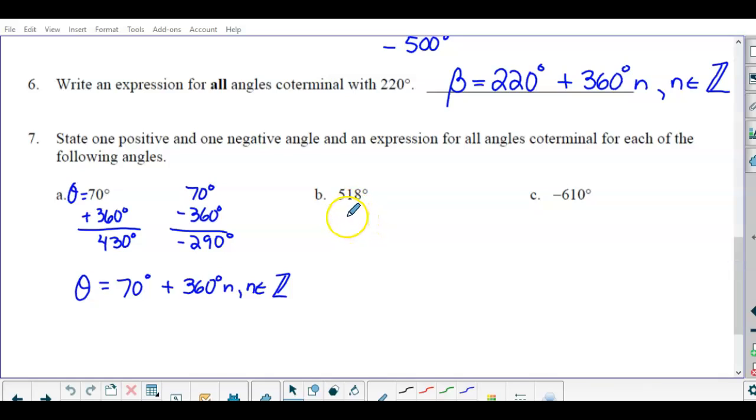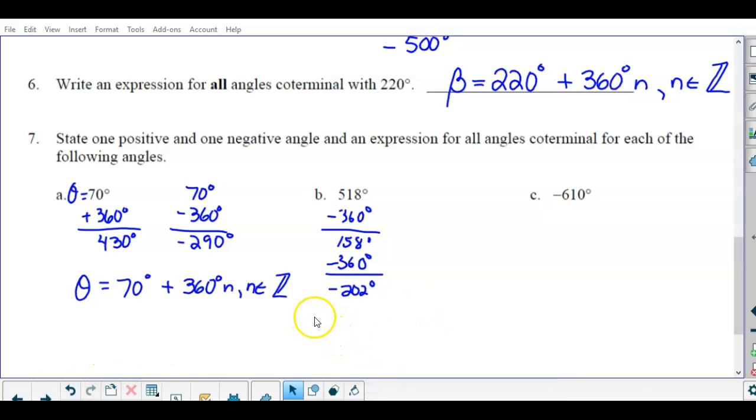So the next one is larger than 360. If you start by subtracting, you'll actually still get a positive angle, and you're asked for one positive and one negative. So that's going to be, what, 158. Okay, and then if you want a negative, which we're asked for, you subtract 360 from that. And what's that going to be? 202 negative.